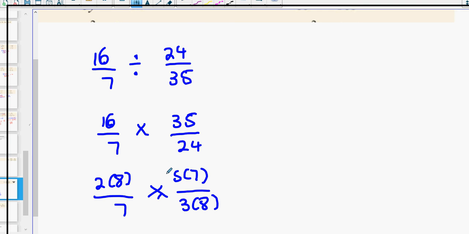Now, what you're allowed to do is, if it's multiply, anything on the bottom can go after anything on the top. So this 8 is allowed to attack that 8. That 7 can attack that 7. And then 2 multiplied by 5, 10 over 3. For multiplication only, anything on the bottom can attack anything on the top.